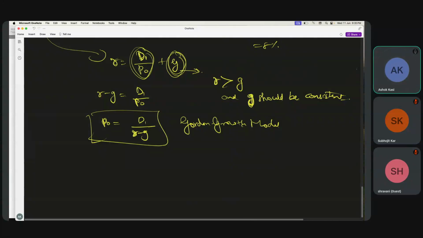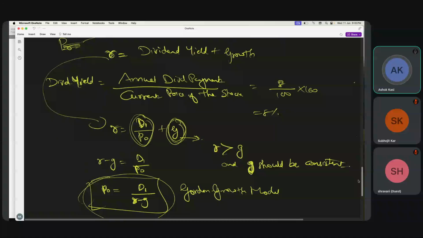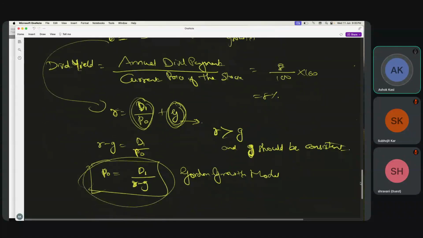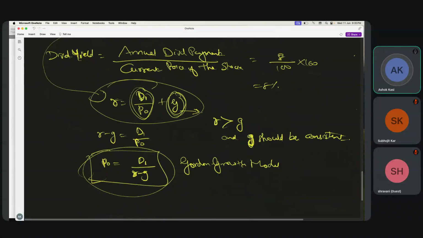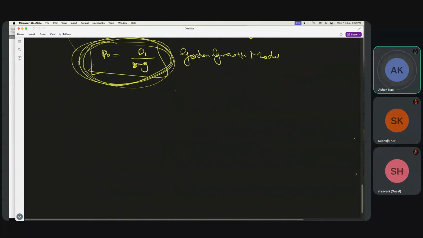Okay. P0 is equal to D1 by R minus G. Okay, Gordon growth model. This is the formula you have to remember, and this is the derivation. All these are the derivation, like from here I started. But this is the formula that you actually have to know. Very, very important one. So many times we are going to use this.